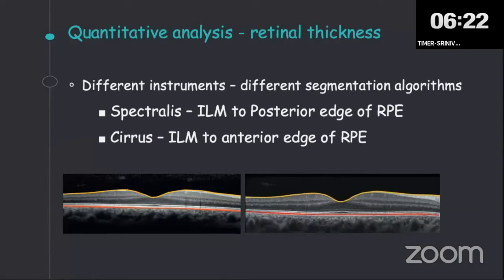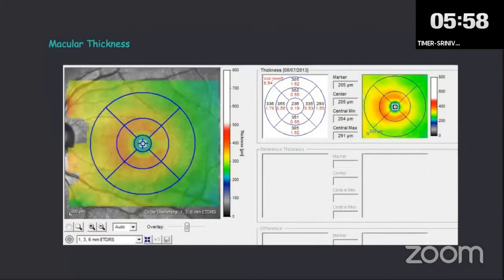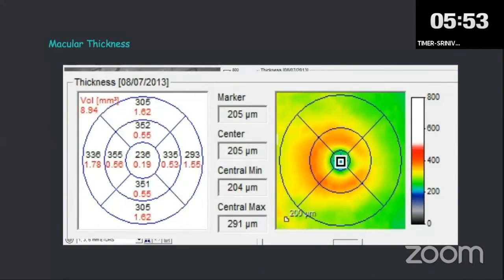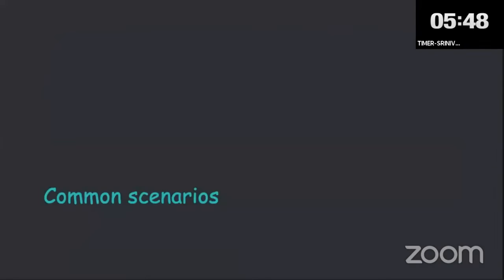More importantly, we also get a quantitative analysis, which we cannot do clinically. We can never measure by clinical examination what the retinal thickness is. And you must remember that different instruments give us different segmentation algorithms. In Spectralis, it's from the ILM to the posterior edge of the RPE, whereas on the Cirrus, it's from the ILM to the anterior edge of the RPE. So when we're looking at retinal thickness, this is another important factor. We also get a map of the macular thickness where you can see which quadrant is involved, and how far away from the fovea we are seeing edema or abnormality.